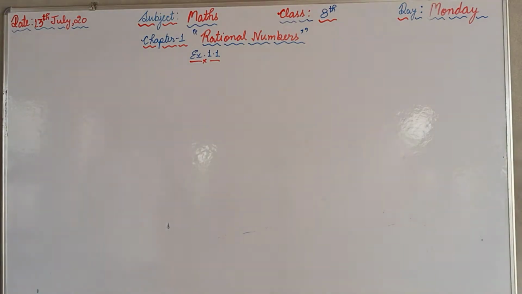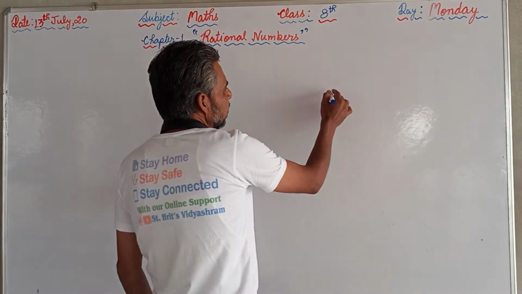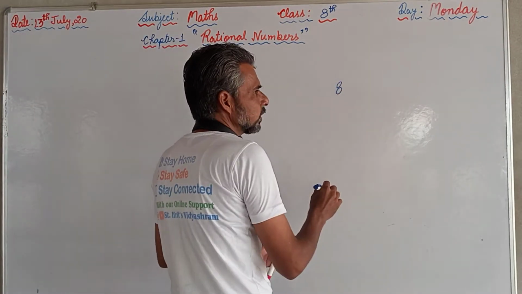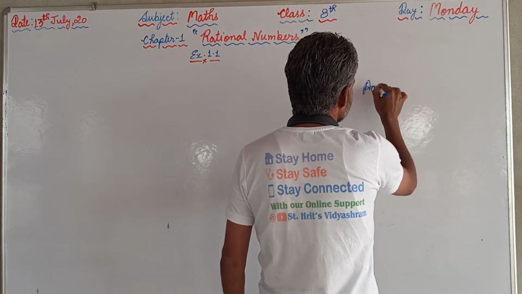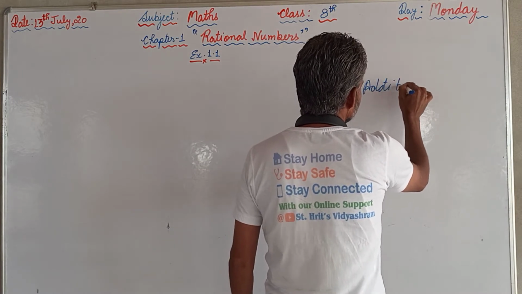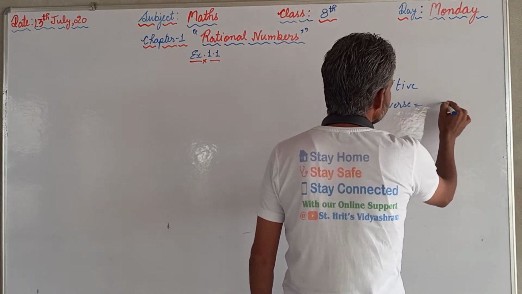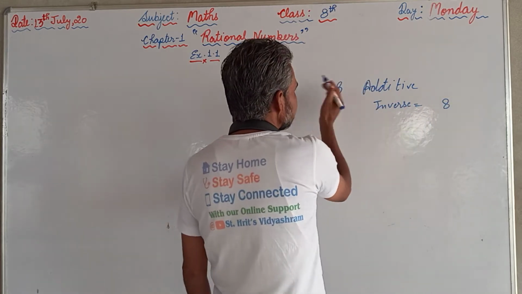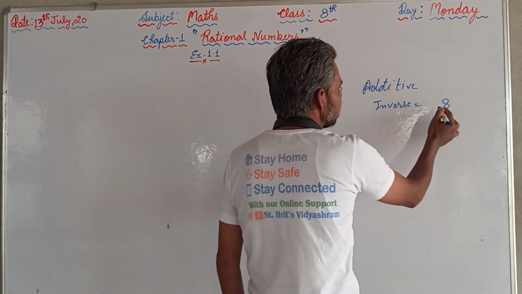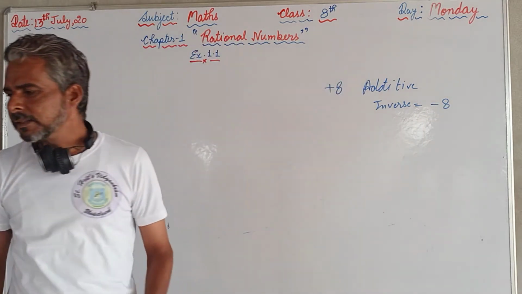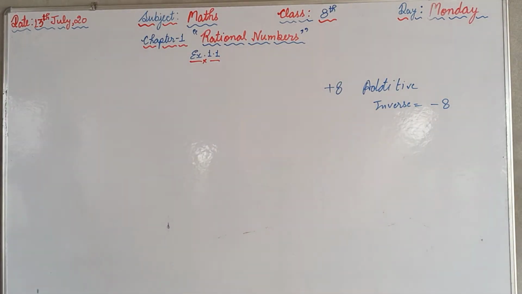At the same time, question number 2, the additive inverse. We are supposed to find the additive inverse. I told you that if any number is there, suppose 8, so the additive inverse will be the same number, but the sign will be different. Here nothing is there means plus is there. Here it will become minus. Like this, we are supposed to proceed in this question.